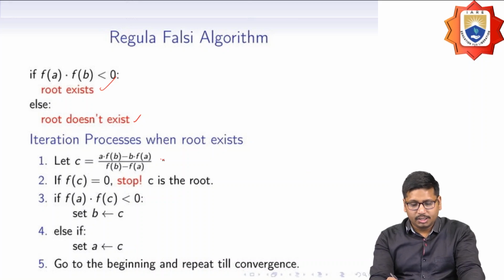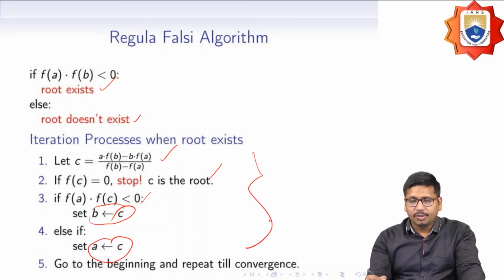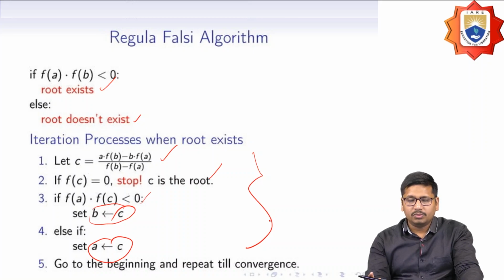So let's take the c value. If f of c equals 0, then we can stop and take c as the root. And if I find that f of a times f of c is less than 0, then we have to set the value c to b. Otherwise we have to set the value c to a. This is the algorithm we can follow for the regula falsi method.